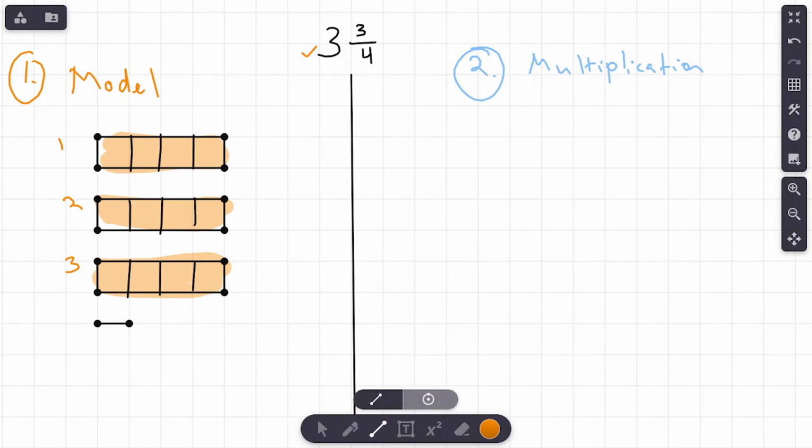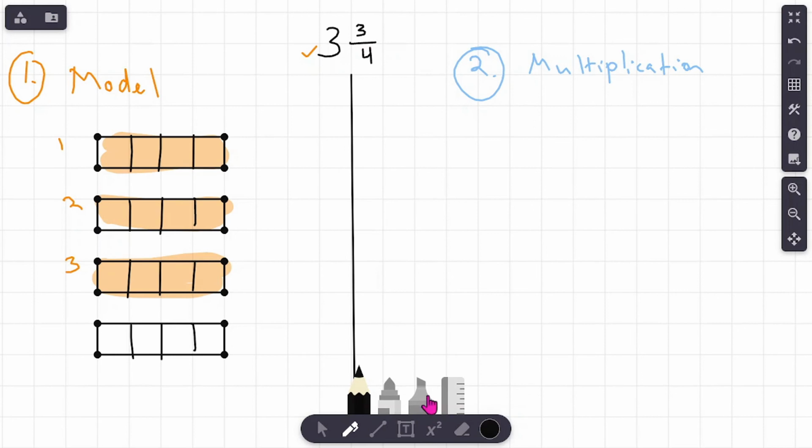This time we're coloring in 3 out of the 4 sections. Okay, so we're coloring in 3 out of the 4 sections. Let's do that. There's 1, 2, and 3. So there is where 3/4 is at. Okay, so what does this look like as an improper fraction?